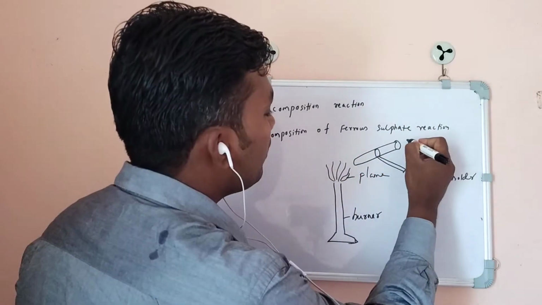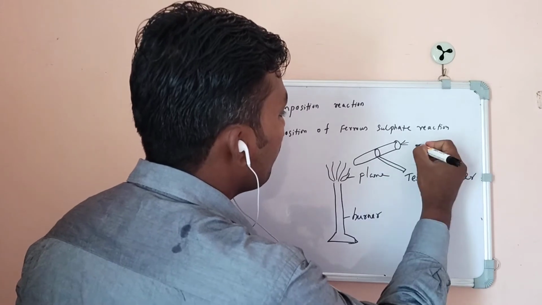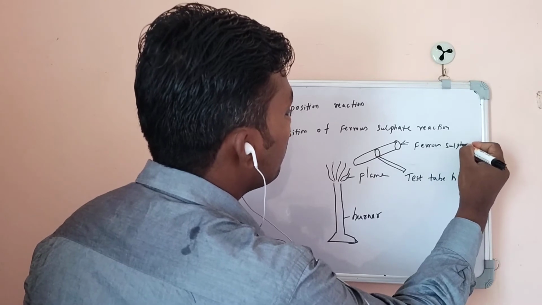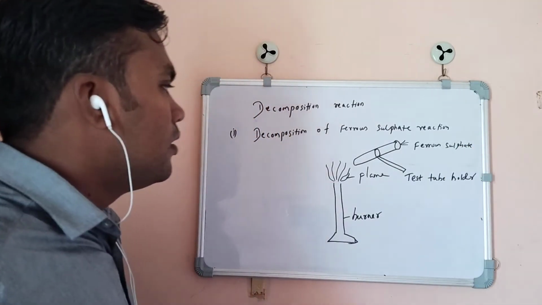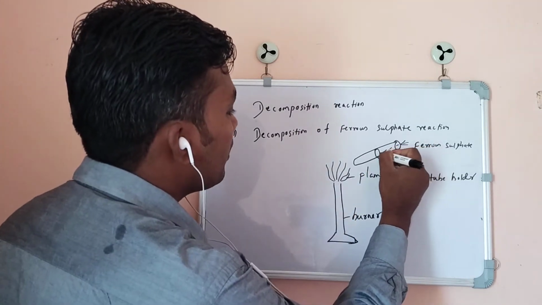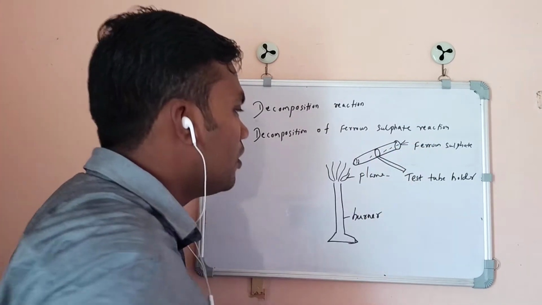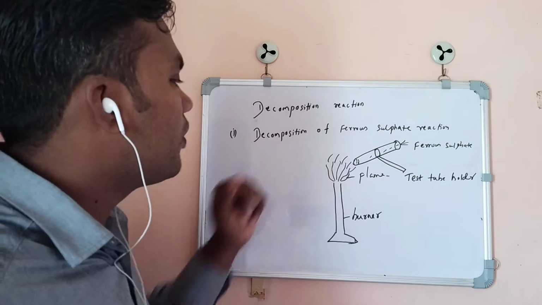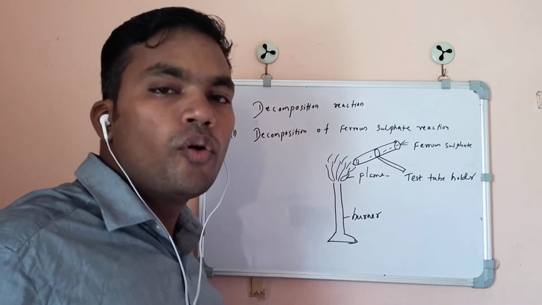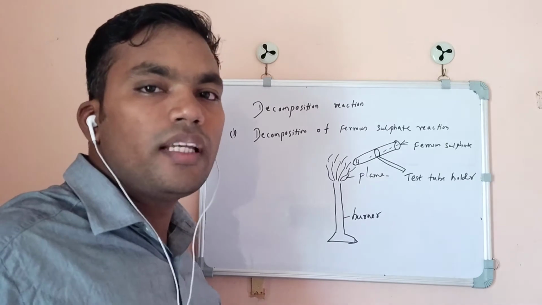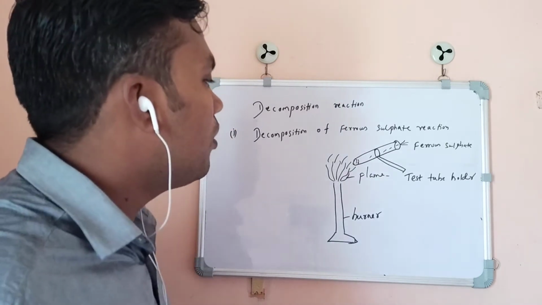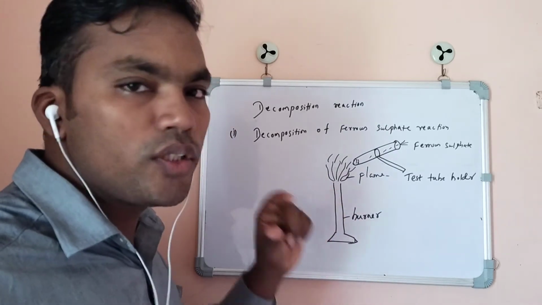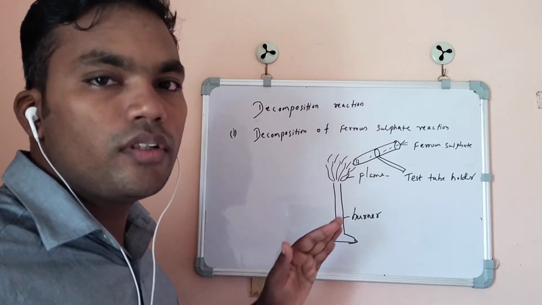Then you need to add a little amount of ferrous sulfate into the dried test tube. Now you are adding the ferrous sulfate into the test tube, and then you need to heat this test tube over the flame. Now you can observe what is happening inside the test tube. While you are holding the test tube holder, don't keep your test tube towards your face. Don't do that in your school laboratory.